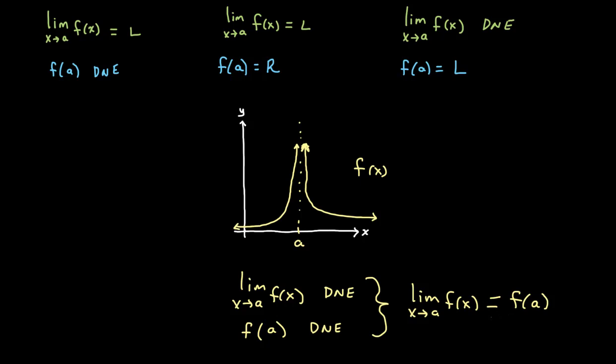They both have this not existing quality. That doesn't mean this. It doesn't mean that does not exist equals does not exist. That is not a true statement. If something doesn't exist, it can't equal something else. So, in the case that you have an asymptote, the function is not continuous at x equals a.